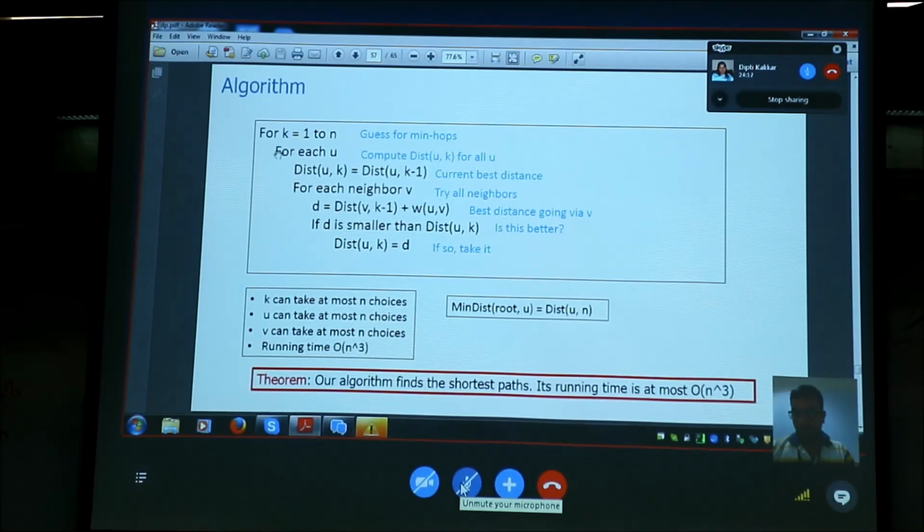So that is the layers. This is for every u to compute d u k. And this is whether it is smaller or not. Minimize over the neighbors. That's the algorithm.